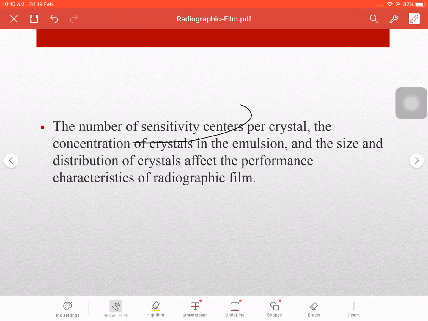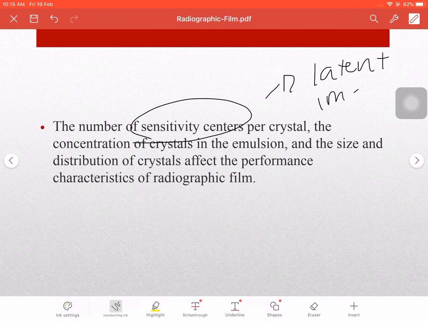It's what we call the sensitivity center or the latent image center. Diyan, sa sensitivity center na yan, nagkakaroon ng latent image formation. So, sensitivity center is a type of imperfection that is caused by a chemical contaminant, silver sulfide.